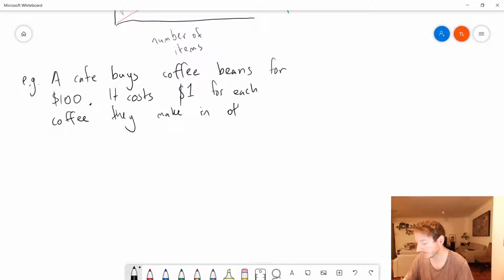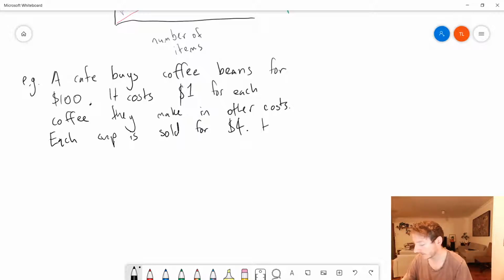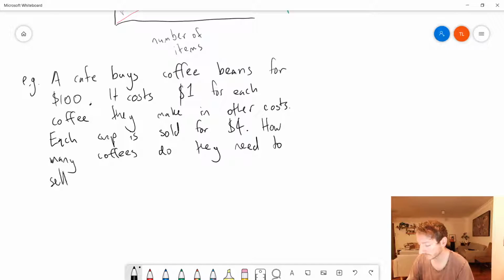In other costs, and let's say each cup is sold for $4. How many coffees do they sell, or do they need to sell to break even?